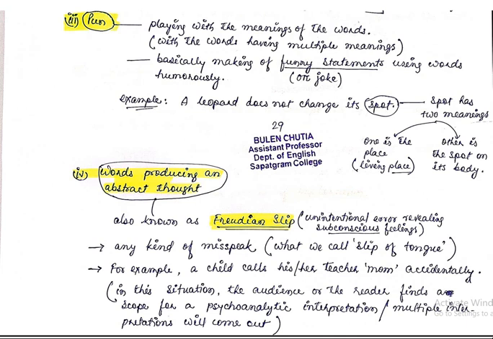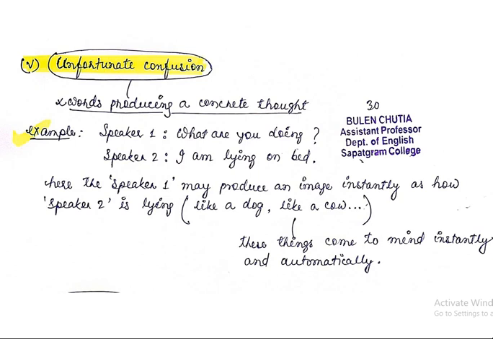So the words producing an abstract thought or the Freudian slip may also lead towards ambiguity or have multiple meanings. Number 5, unfortunate confusions, that is, words producing a concrete thought. For example, take a situation. Speaker 1 says, "What are you doing?" Then speaker 2 answers, "I am lying on bed." Here, speaker 1 may instantly produce an image in his mind of how speaker 2 is lying, like a dog or like a cat. It comes to our mind sometimes. These things come to our mind instantly and automatically. Such production of a concrete thought abruptly may also lead to ambiguity.